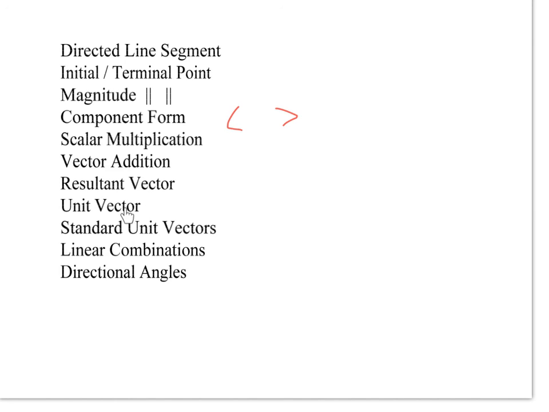A unit vector is a vector with a length of 1. Standard unit vectors are the i's. The horizontal standard unit vector is i. The standard vertical vector is j, the standard unit vector. So i's and j's are my standard unit vectors. Linear combinations are another way to write vectors in ij form, and of course we just did directional angle form, so the magnitude times cosine theta i plus sine theta j.